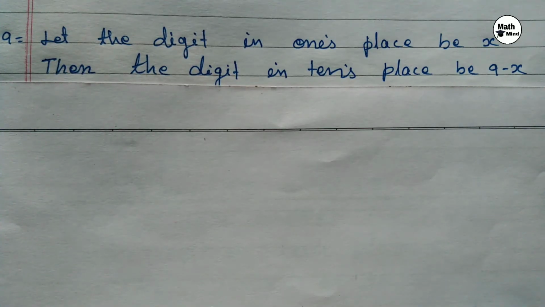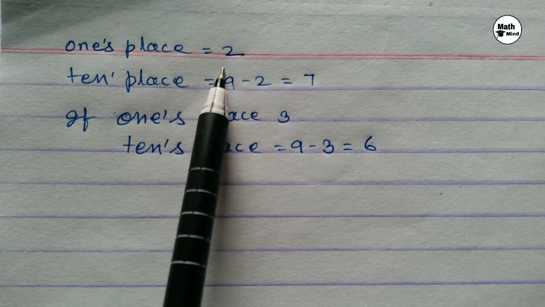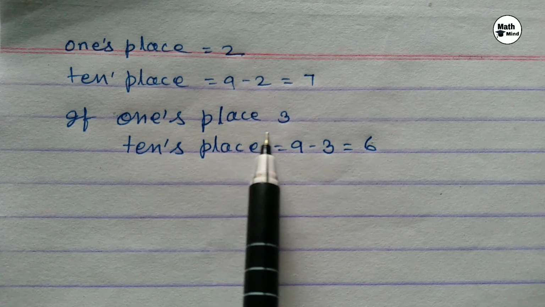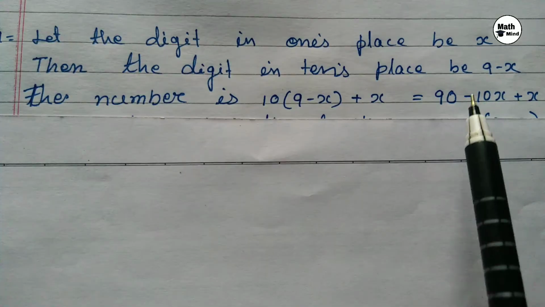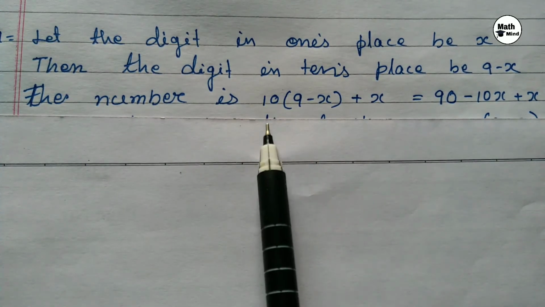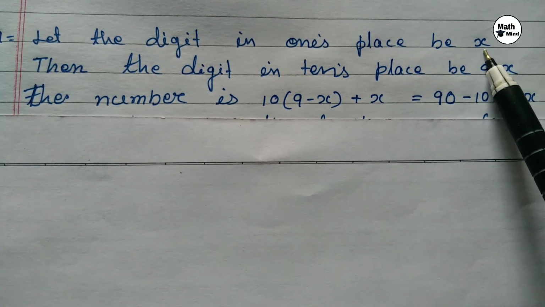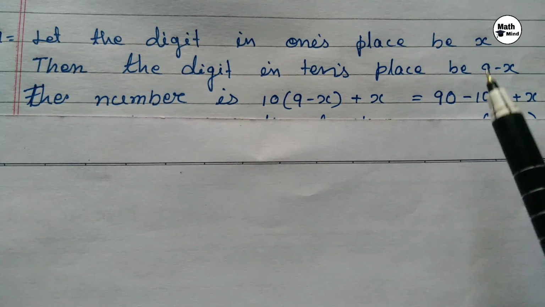Let the digit in 1's place be x. Then the digit in 10's place is 9 minus x, because their sum is 9. For example, if the digit in 1's place is 2, then 10's place is 9 minus 2, which is 7. If the digit in 1's place is 3, then 10's place is 9 minus 3 equal to 6. We multiply the digit in 10's place with 10 and the 1's place with 1. For the digit in 1's place, place value and face value are the same, but for the digit in 10's place, we multiply with 10.